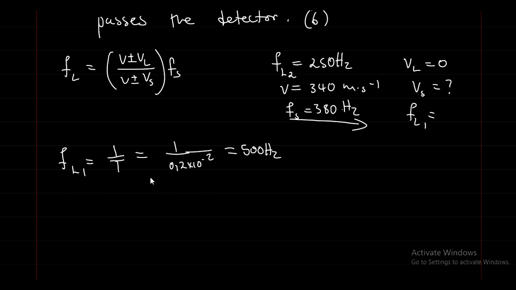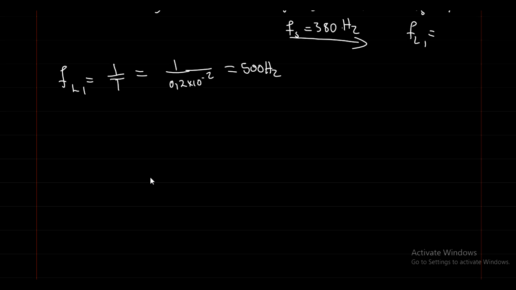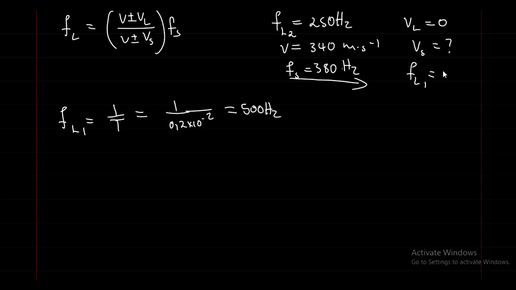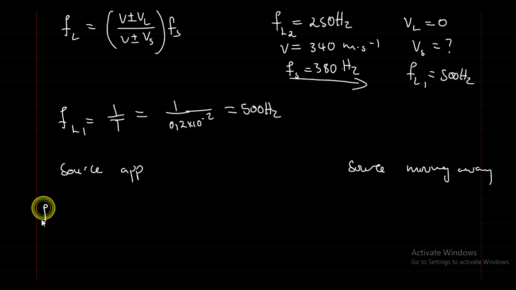So now, because now I have FL1, I have FL2. So now I have two scenarios whereby the source is approaching and the source is moving away. Okay, so I will have two formulas.